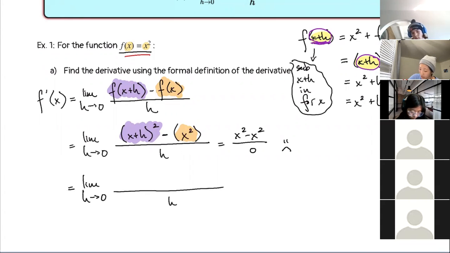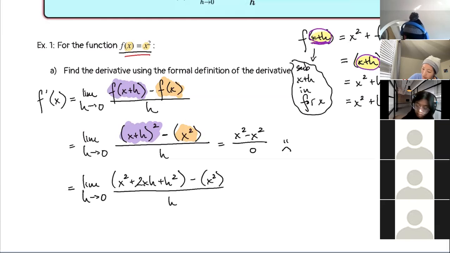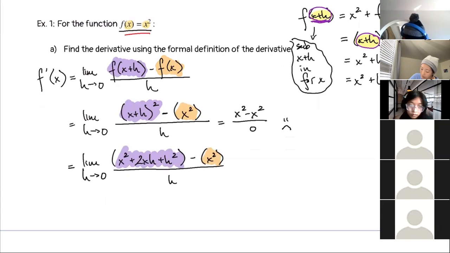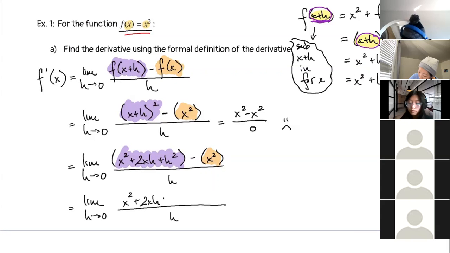So x plus h squared is going to give you x squared plus 2xh plus h squared, minus the x squared that was there before. So I've just multiplied out the first part, and I've kept the second part the way it is. Now, if I want to get rid of the parentheses, the first set, I'm all good. The second set, I just have to distribute that minus sign to the x squared.